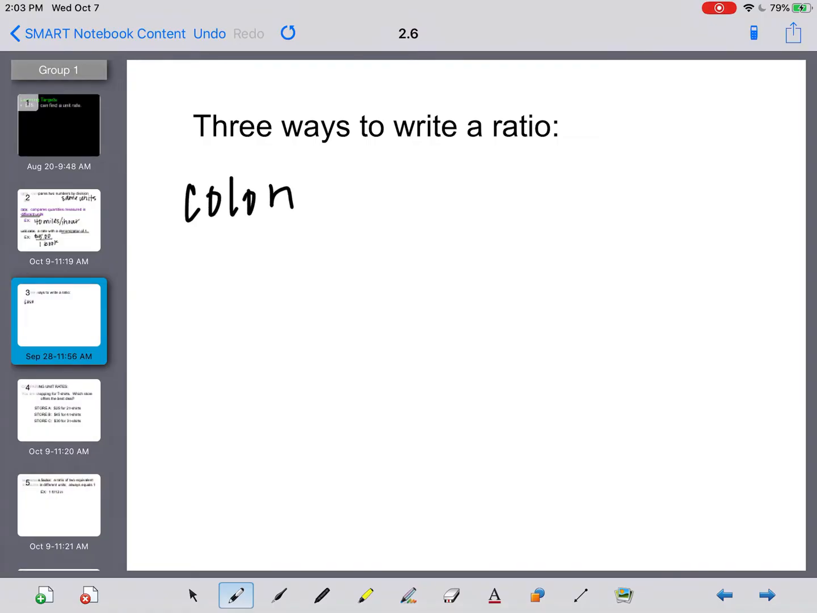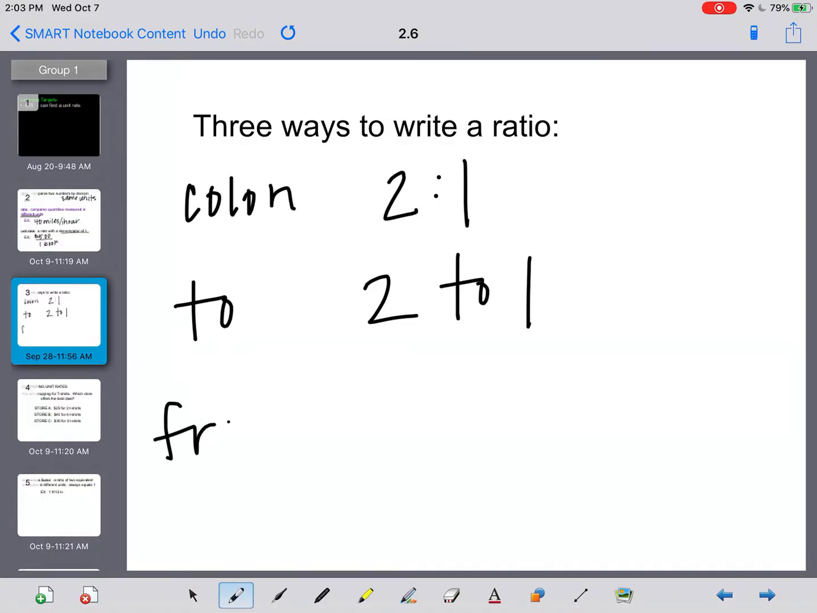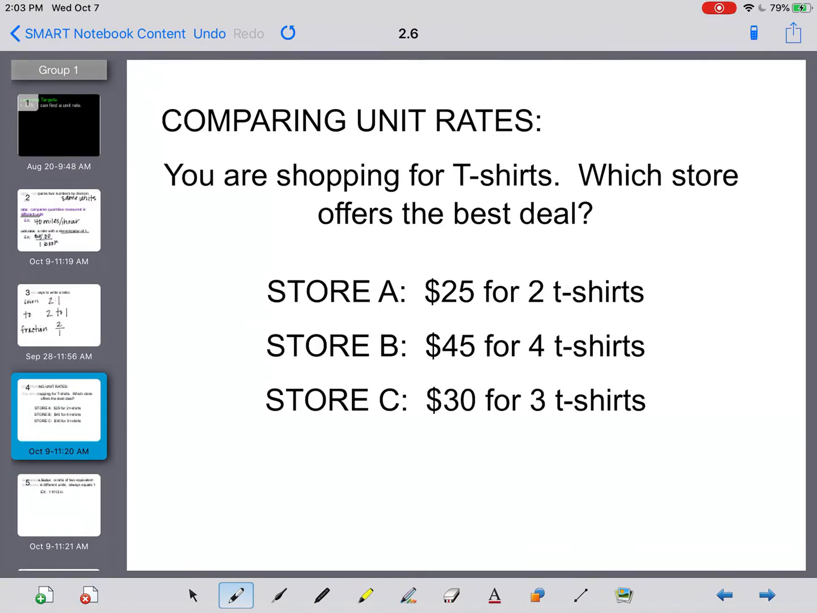Okay, there's actually 3 different ways to write a ratio. You can use a colon, which would be like comparing 2 to 1. You could actually use the word to by saying 2 to 1. Or you could write it like a fraction, comparing 2 to 1.